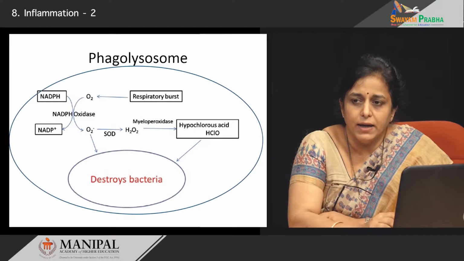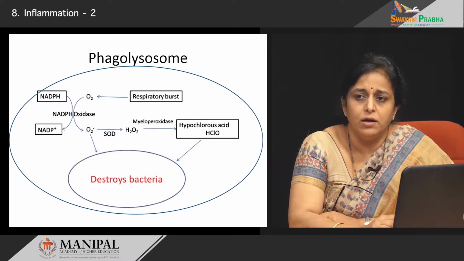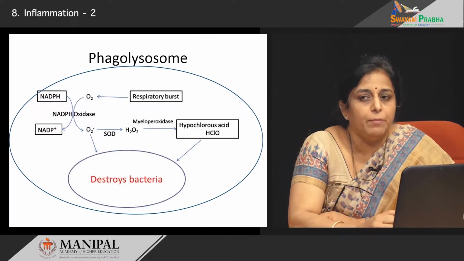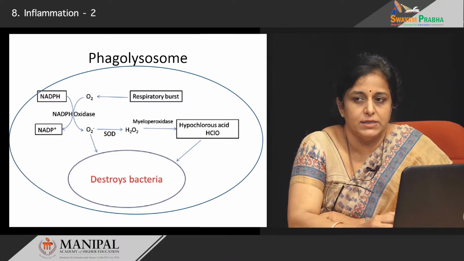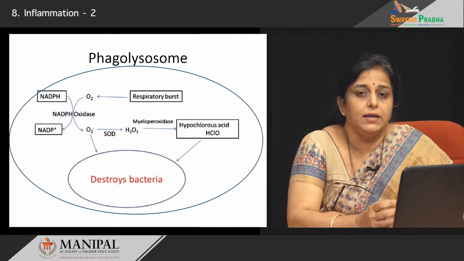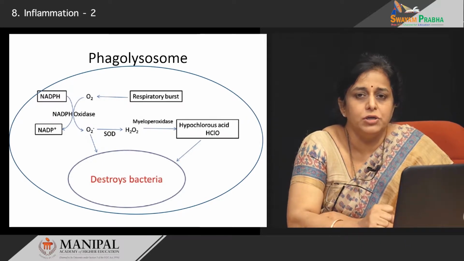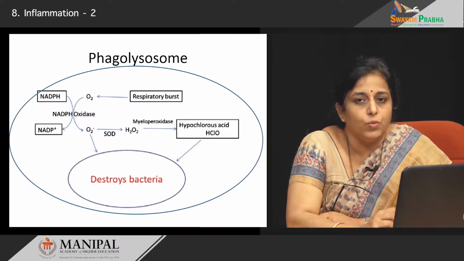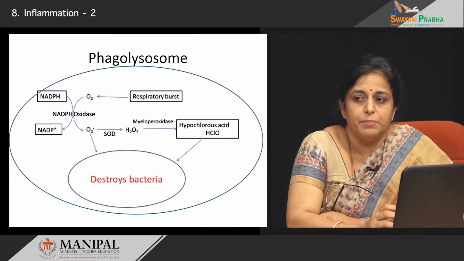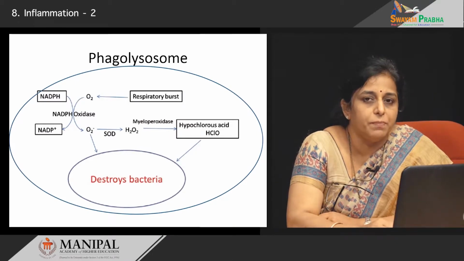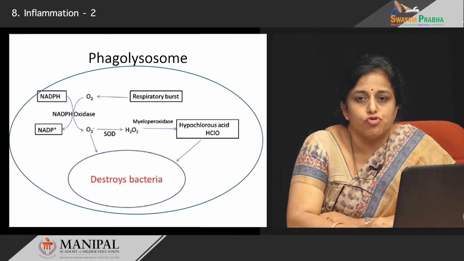This is the same thing again which is shown in this flow chart. You can see that there is increased oxygen intake within the phagolysosomes, which is converted to superoxide with the help of the enzyme NADPH oxidase. This superoxide is converted to hydrogen peroxide, and the enzyme involved in this catalytic action is superoxide dismutase. The hydrogen peroxide is converted to hypochlorous acid in the presence of myeloperoxidase, and all these, the superoxide, the hydrogen peroxide and the hypochlorite, destroy the bacteria.